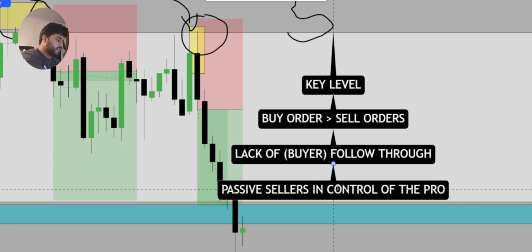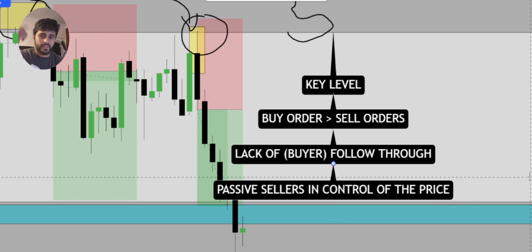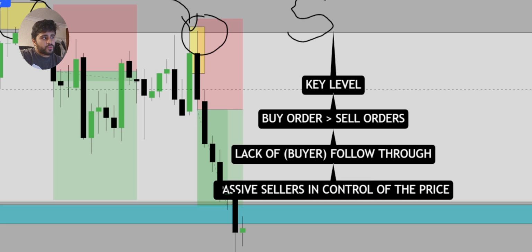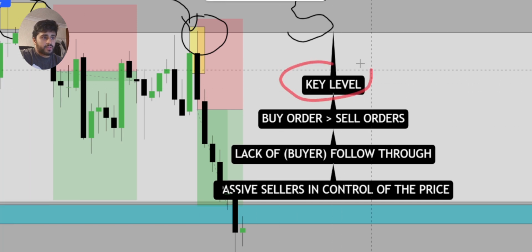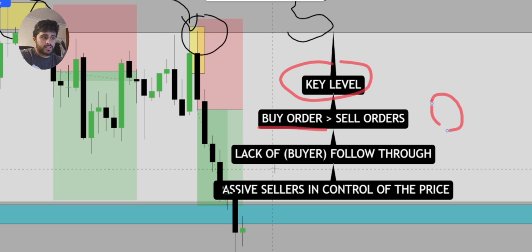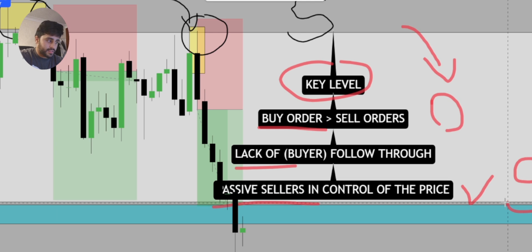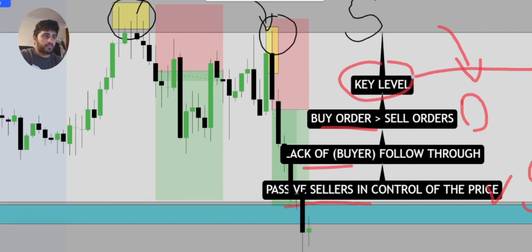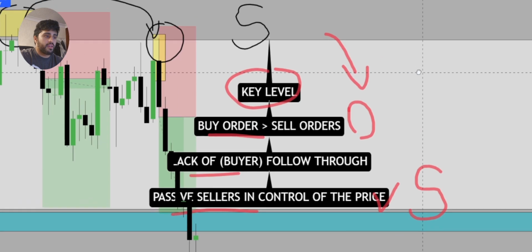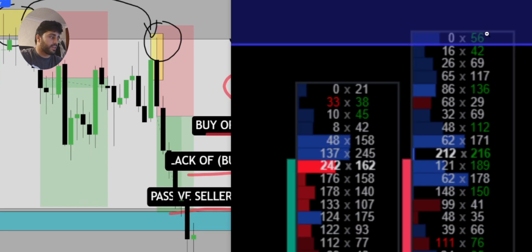And so this is the entire story that you want to play in your mind. This is the story I play in my mind. So, okay, we tag into a key level, there's more buy orders than sell orders. We can see that via the delta. Lack of follow through, we break below the level, which means that passive sellers are in control. I want to be selling. This is basically how you want to approach every single day, every single key level: wait for a key level, look for buyers and sellers, and then trade the absorption.